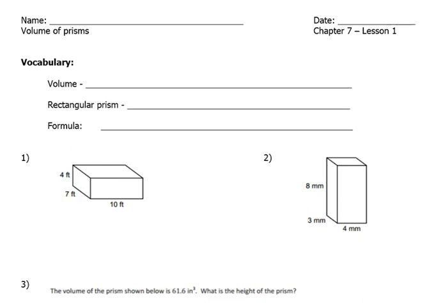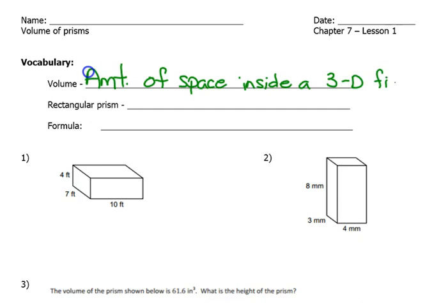Volume is the amount of space inside a three-dimensional figure. A rectangular prism is what we're going to focus on today, and a rectangular prism means that the base is a rectangle, and it has rectangular sides.